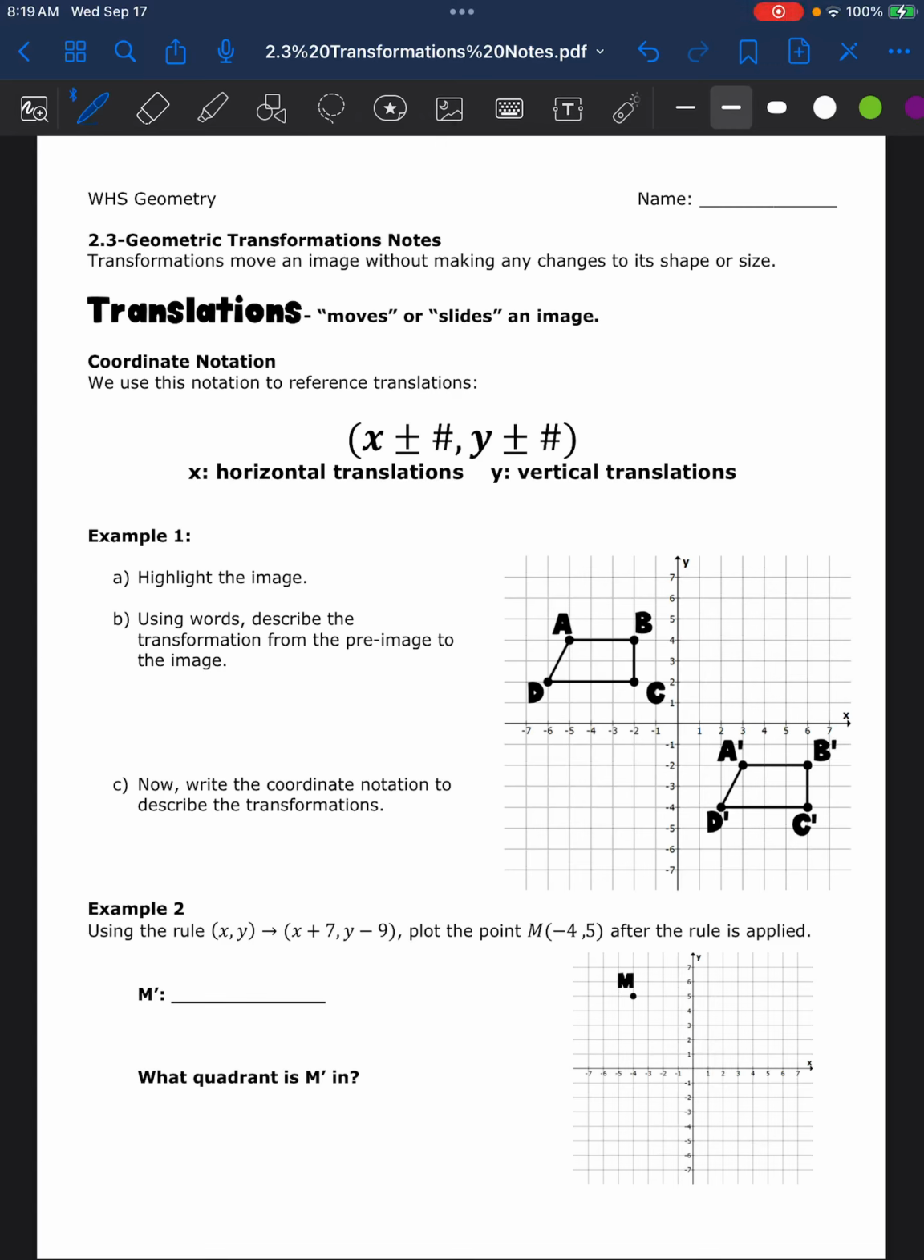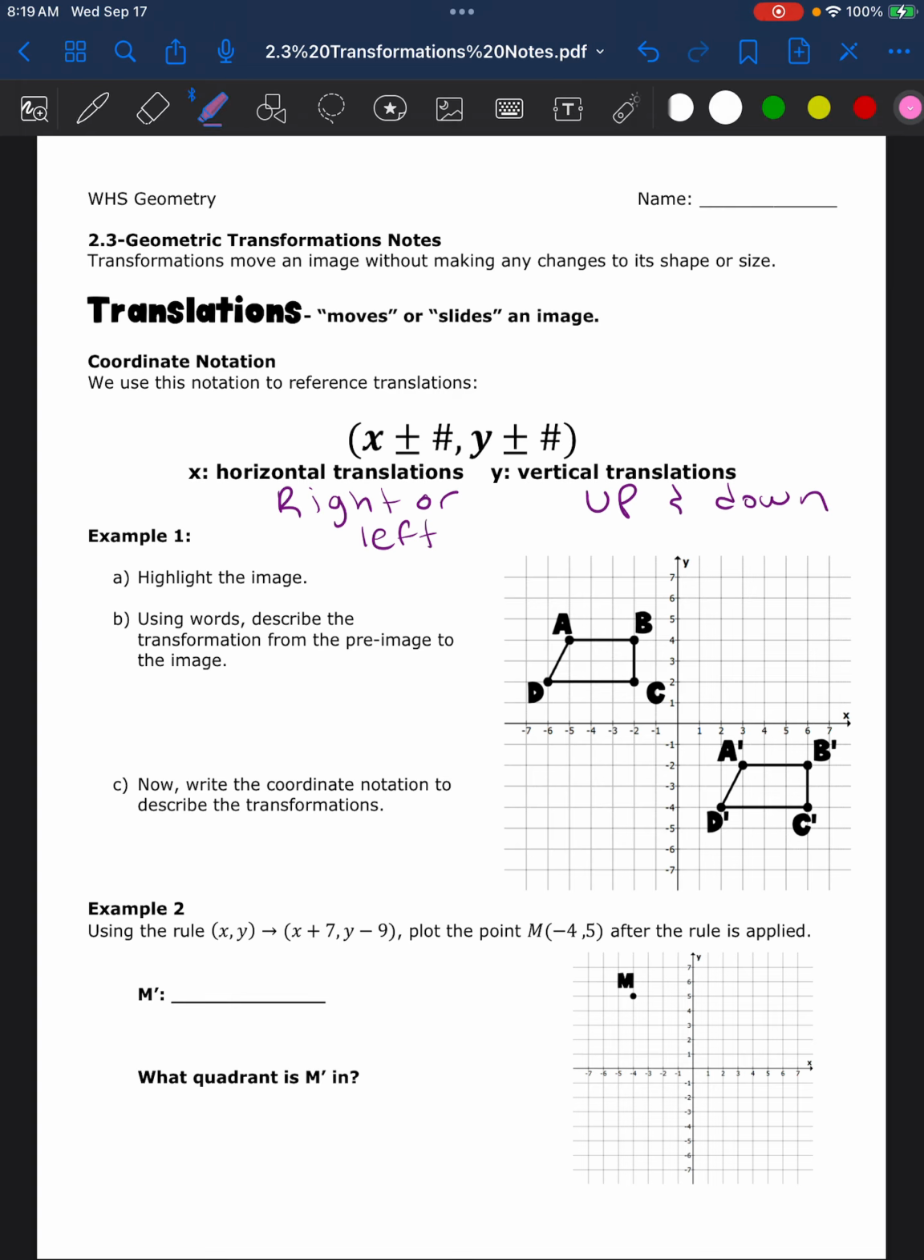A translation moves or slides an image. So, for example, the X is a horizontal translation. That means it's going left or right. So plus means right, minus is left. And then your Y, we'll move it up and down. So if it's plus, it's up, minus is down.